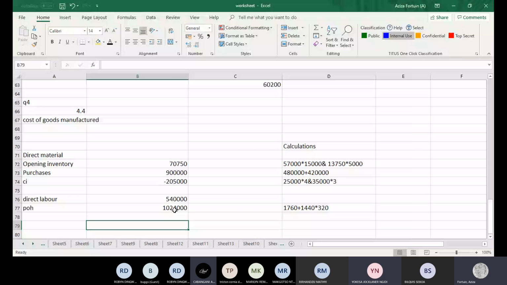I'm lost on production overhead, Aziza. Okay. There was the labor hours of 1760. Where did you see that, Pilkies? Let me just see. First paragraph. It's in the first paragraph. Oh, okay. Yes. During December 1760 and 144 direct labor hours were worked in Department P1 and P2.